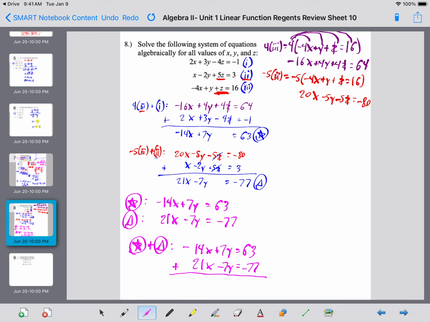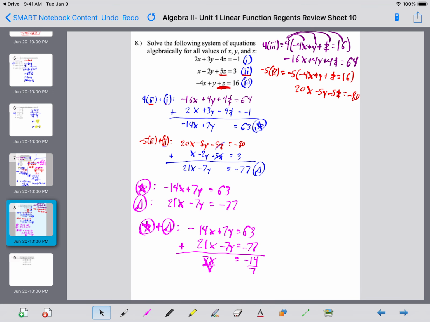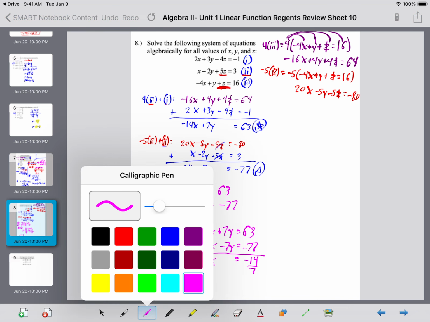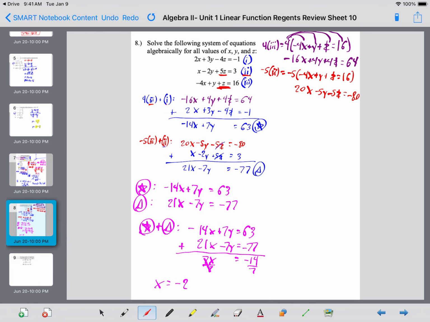21x minus 14x would be 7x. 7y minus 7y cancels out. 63 minus 77 is negative 14. Divide by 7, and you get x equals negative 14 divided by 7 is negative 2. Now we're going to plug into one of our two variable equations. So let's plug into equation star.